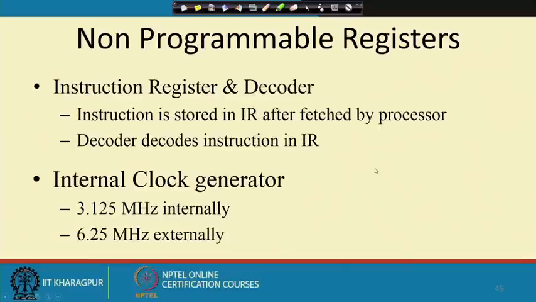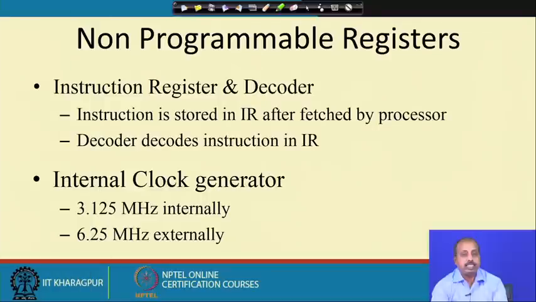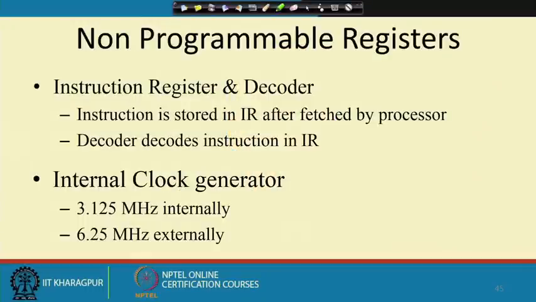There are some other non programmable registers. One is the instruction register and decoder. The processor puts the address of the next instruction onto the address bus, and the memory responds with the next instruction. When the instruction comes to the data bus buffer, it is directed towards the instruction register. The instruction is stored in the instruction register after being fetched by the processor, and the decoder will decode the instruction in the instruction register.